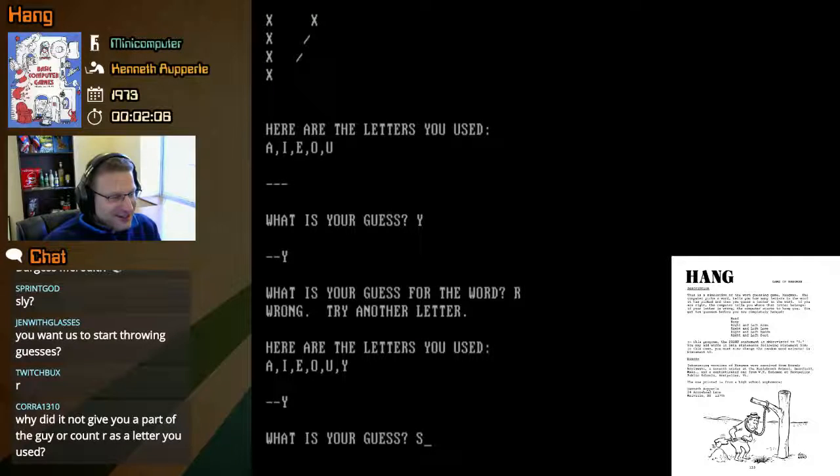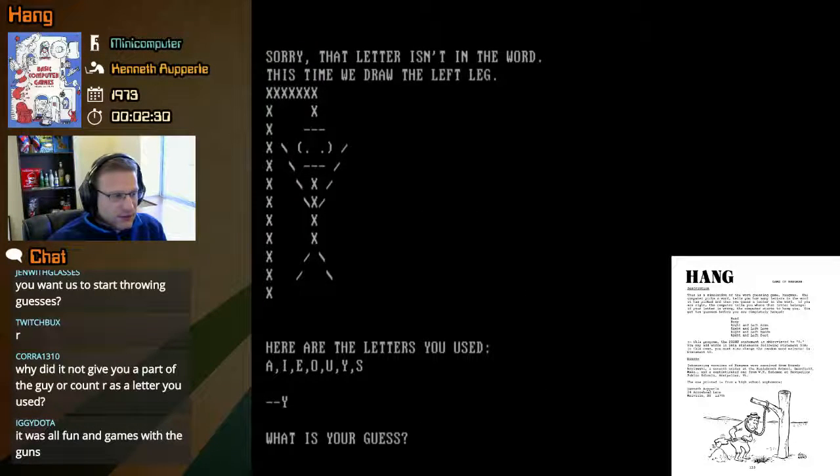Let's try S. Oh yeah, that is weird. Oh, they said, oh yeah. Wow, I didn't even notice that. I was just focusing on the next letter guess. But great point, Cora. We guessed R. They said it was wrong, try another letter. Yet we didn't get our left arm or our next body part. That was weird. Maybe that's a coding error.